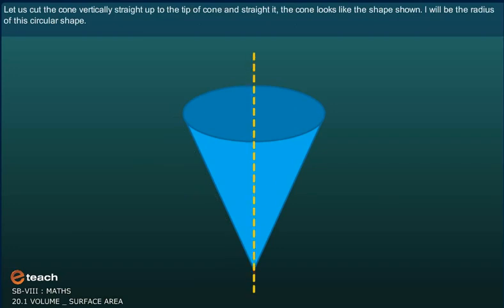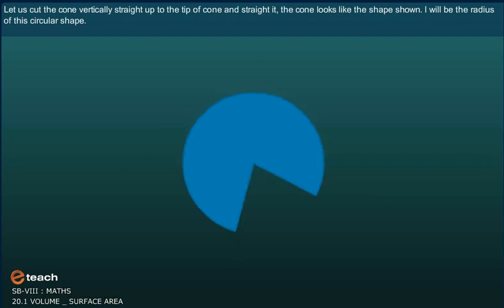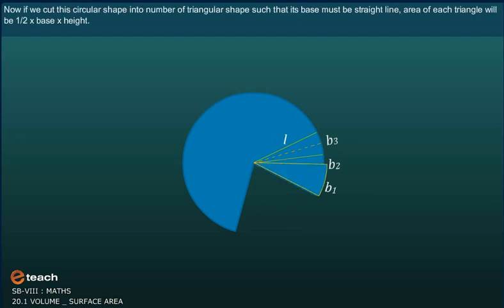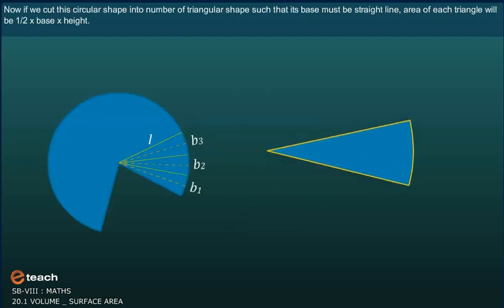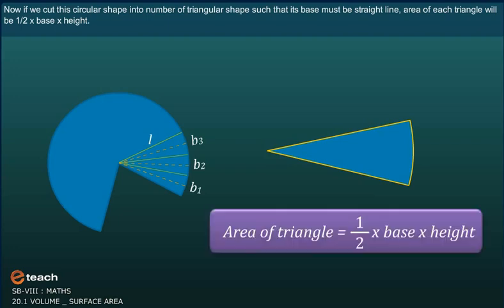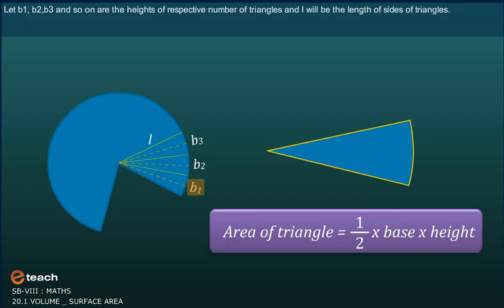Let us cut the cone vertically straight up to the tip of the cone and straighten it. The cone looks like the shape shown. L will be the radius of this circular shape. Now, if we cut this circular shape into a number of triangular shapes such that the base may be a straight line, the area of each triangle will be half into base into height. Let B1, B2, B3 and so on be the bases of the respective triangles, and L will be the length of the sides of the triangles.